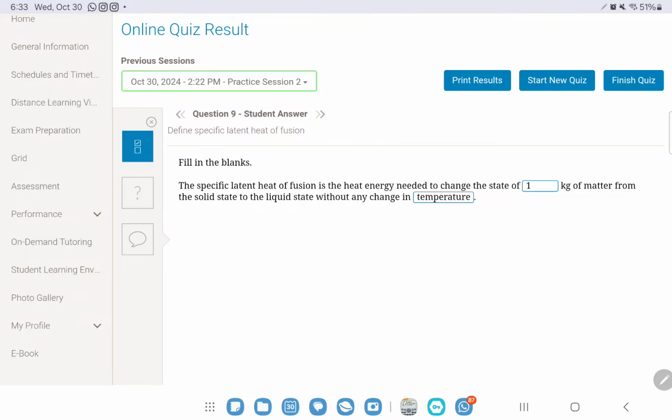So, the specific latent heat of fusion is the heat energy needed to change 1 kilogram of matter from solid to liquid state without any change in temperature. Again, this is a definition. I recommend you go memorize them from the book. To be fair, they're all the same. They're all going to be 1 kg, and none of them are going to change temperature. So they're really simple. 3 memorization things, just memorize them: specific latent heat of fusion, vaporization, and specific heat capacity. 2 of them are in the quiz. Vaporization is the same thing, it's just going to tell you liquid to gas.